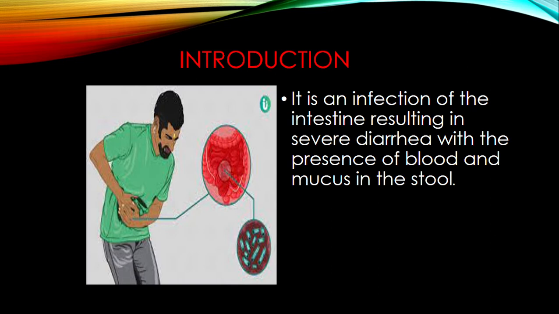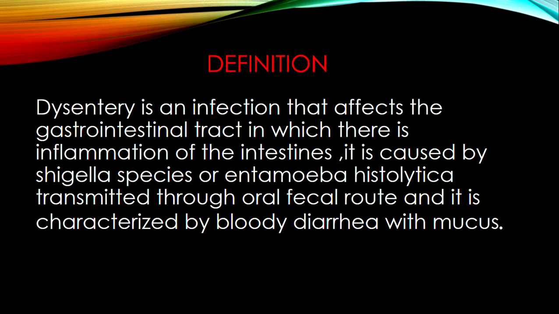So let's look at the introduction. Under the introduction, we are saying dysentery is an infection of the intestine resulting in severe diarrhea with the presence of blood and mucus in the stool. When we come to the definition, we can define dysentery as an infection that affects the gastrointestinal tract in which there is inflammation of the intestines.